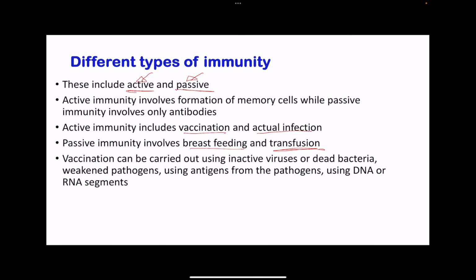When vaccination is carried out, sometimes they use inactive viruses or pathogens. They can also use dead pathogens. They can use those that are weakened, and sometimes they just use an antigen, like they do for influenza. And these days they can use DNA as well as RNA segments, because these are going to lead to protein synthesis, which is going to lead to the production of maybe the antigen, which is going to be a protein, and that is going to trigger an immune response in the body.